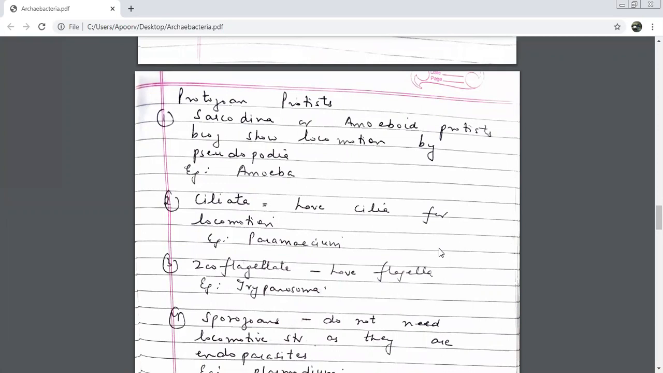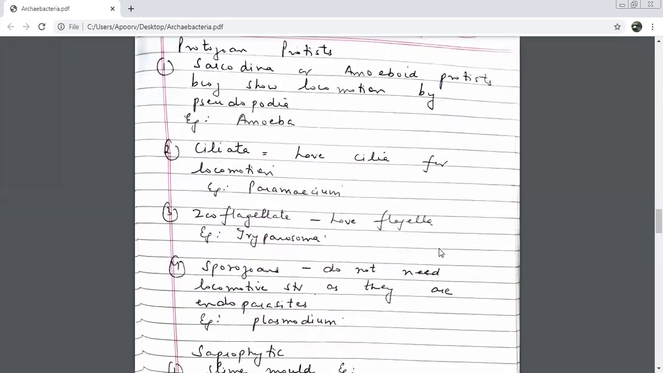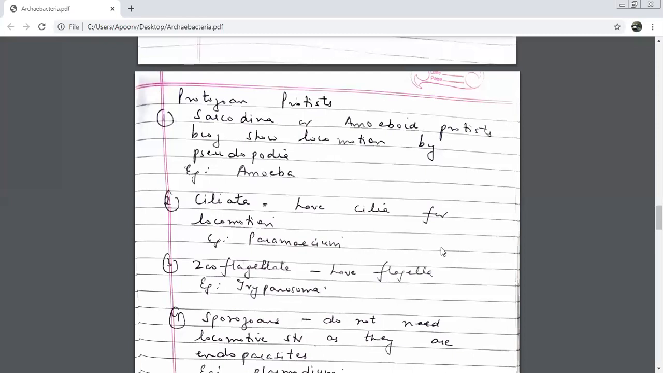Okay, I'll give you 1 minute. There are 3-4 points on your screen about protozoan protists. Let us read quickly and then I'll explain it to you better.